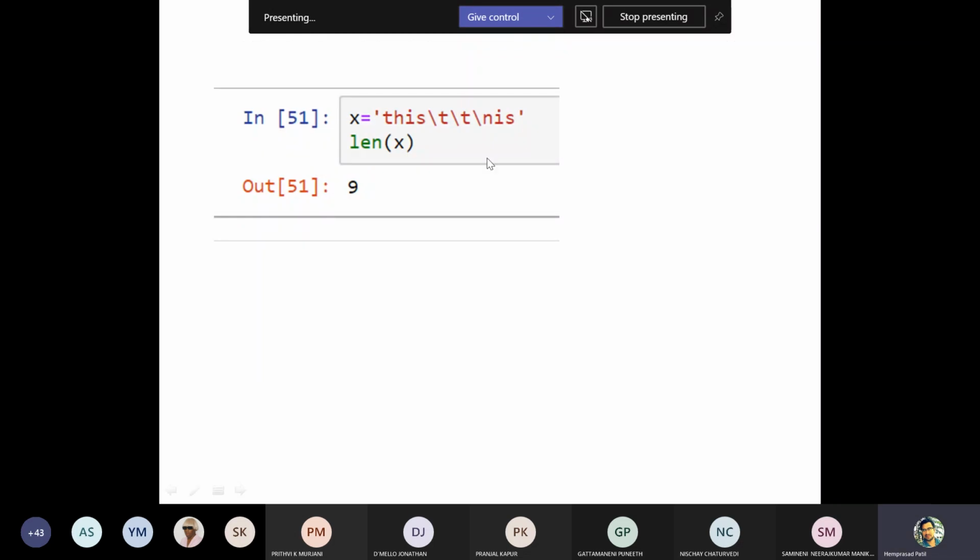Next is this \t\n. So for this, how many characters are there? What is the length of this x? So this and this means 4 plus 2, 6 characters are there. Then why is the length 9? Because we know that \t means tab and \n means new line, but Python treats each as a single character. So \t is one character. 4, this is 5, 6, 7, 8, 9. So that's why the answer is 9.